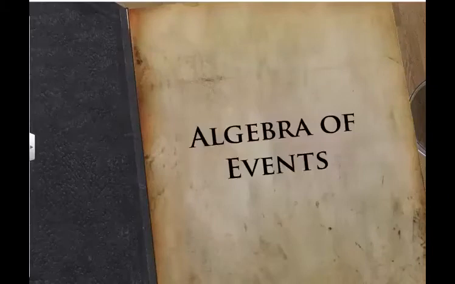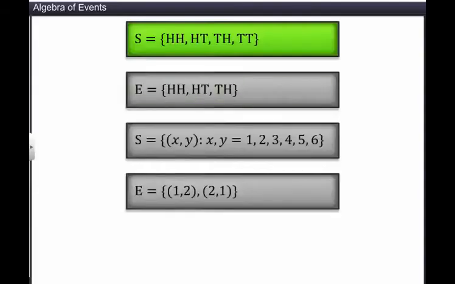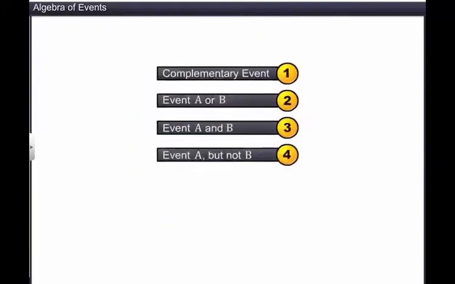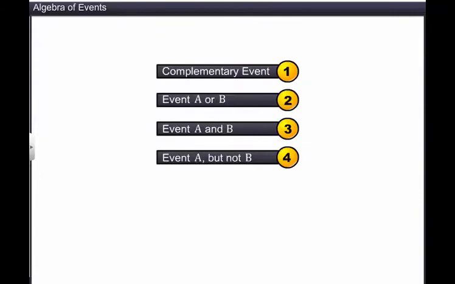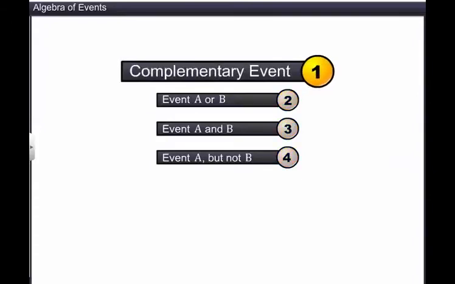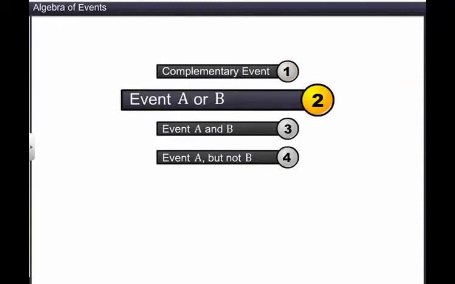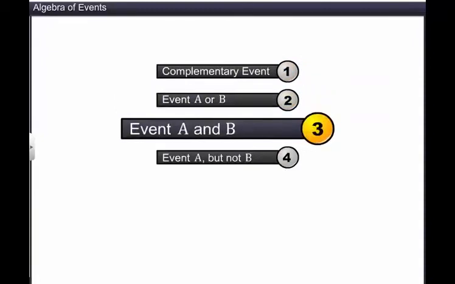In this module, you will learn to perform different operations on events. We know that a sample space and its associated events are represented in the form of sets. Thus, like set operations, we can combine two or more events by using analogous set notations. Let's consider a sample space S and two events of S, A and B. The basic algebra of events includes complementary event, event A or B, event A and B, and event A but not B.